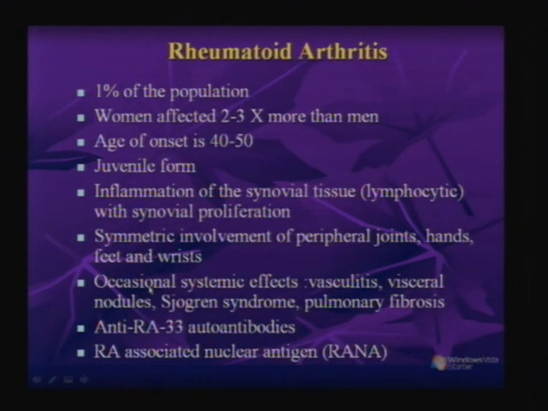There are occasional systemic effects like vasculitis, visceral nodules, Sjogren's syndrome, and pulmonary fibrosis may be seen. This is associated with anti-RA33 autoantibodies, and rheumatoid arthritis associated nuclear antigen is also seen.